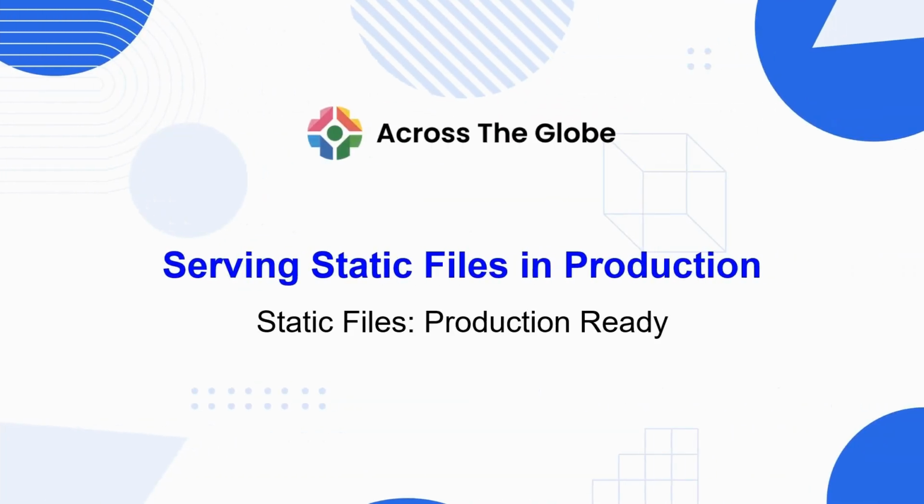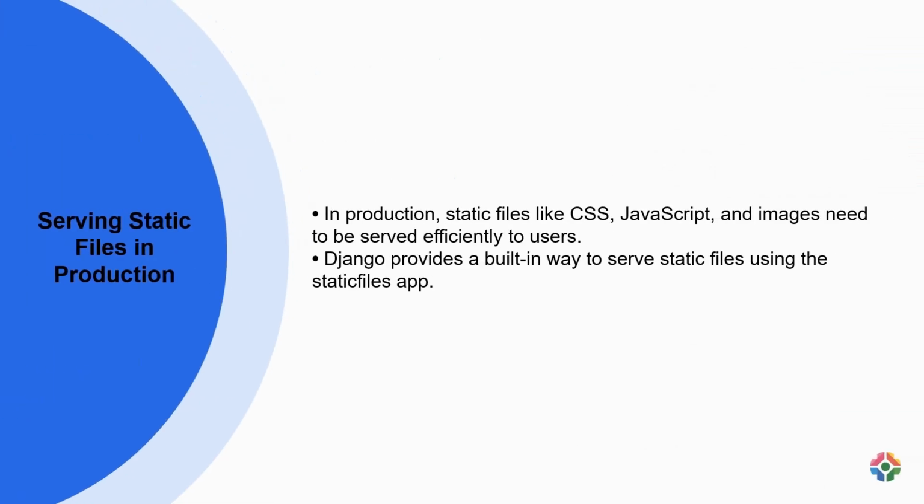Today we will learn about serving static files in production. To efficiently serve static files such as CSS, JavaScript, and images in production, Django offers the Static Files app. This built-in feature allows Django to manage and serve static files seamlessly. By utilizing the Static Files app, developers can streamline the process of delivering static assets to users, enhancing the overall performance and usability of web applications.